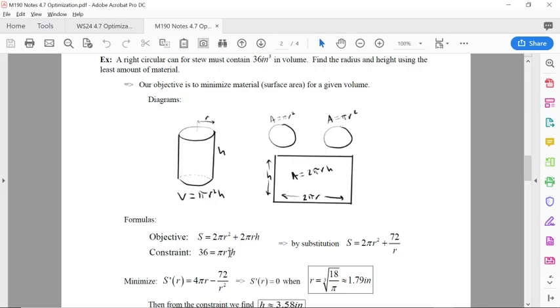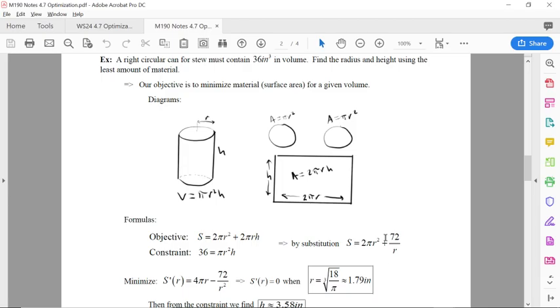Okay, so then h is equal to 36 over pi r squared. Plug that in to the objective for h. Right, so we get a 36 over pi r squared. We're going to be able to cancel the pi's. We'll cancel one of the r's as well. Okay, and 36 times 2 gives us 72.